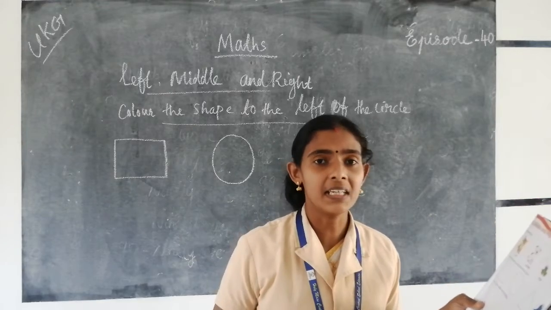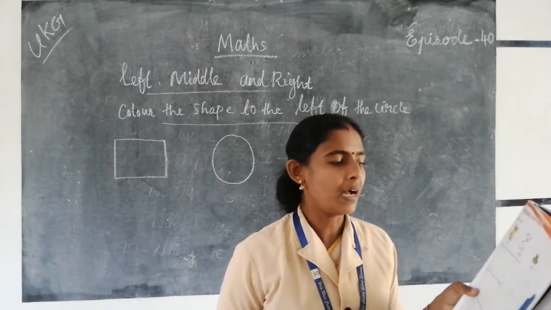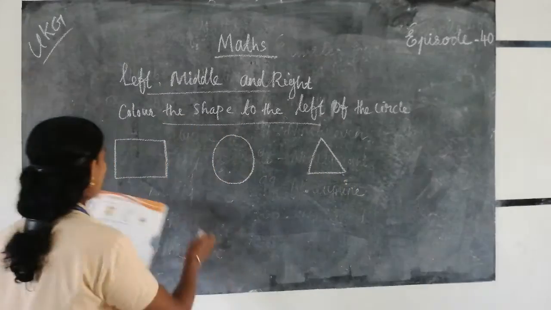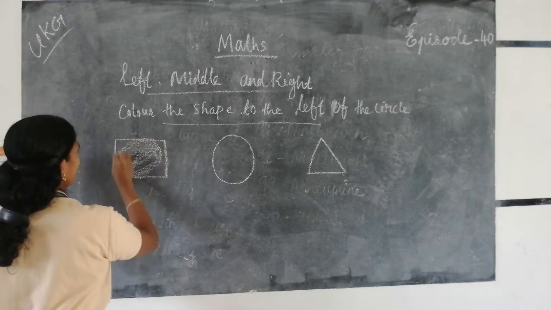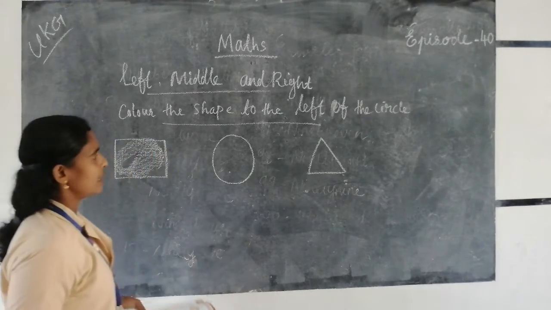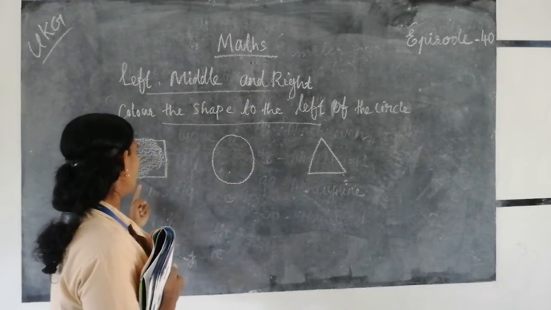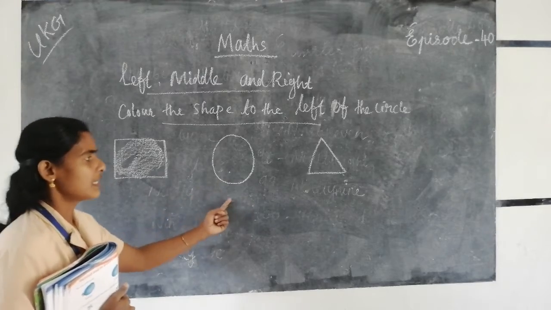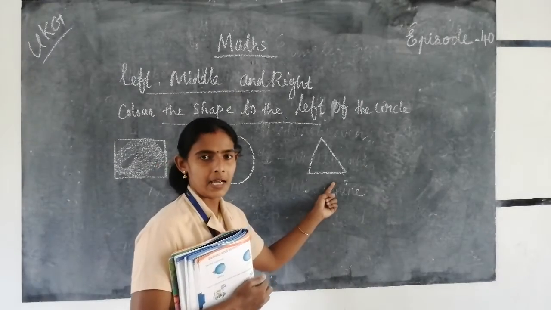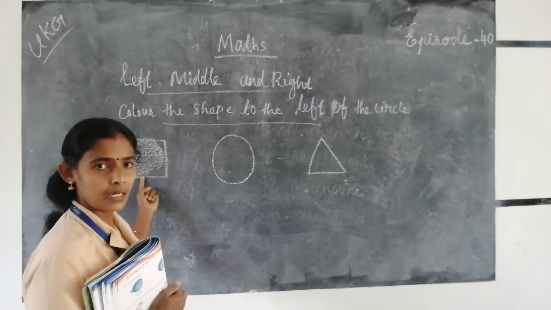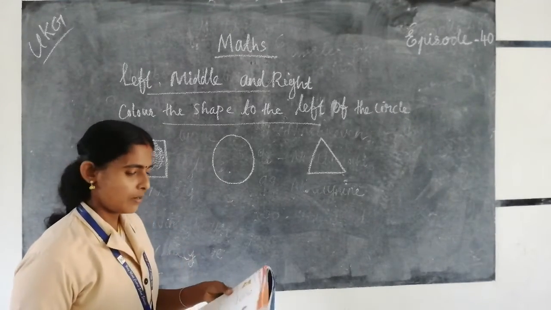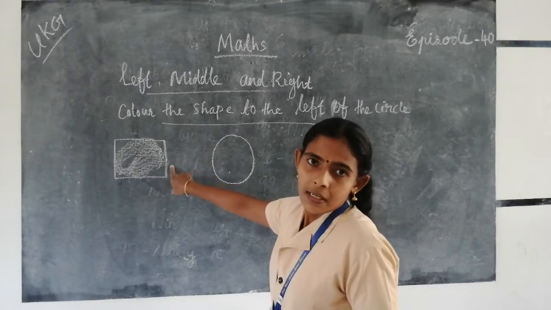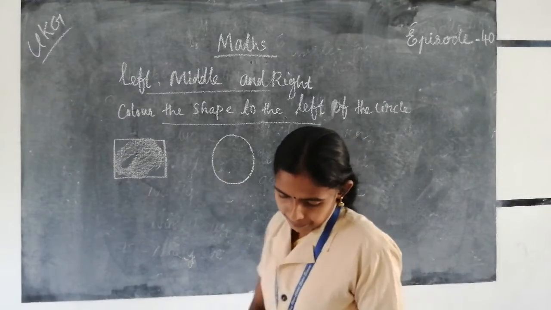The circle is in the middle, and there is a square and a triangle. Yes, square. So you have to color the square. Can you understand? What is that? Color the shape to the left of the circle. Left side is the square, middle is the circle, right side is the triangle. So you have to color the square. The square is drawn on the left side of the circle.